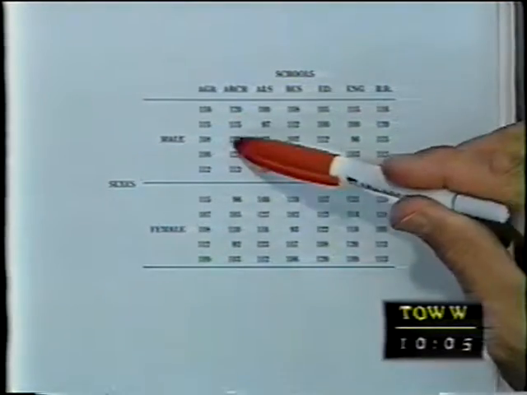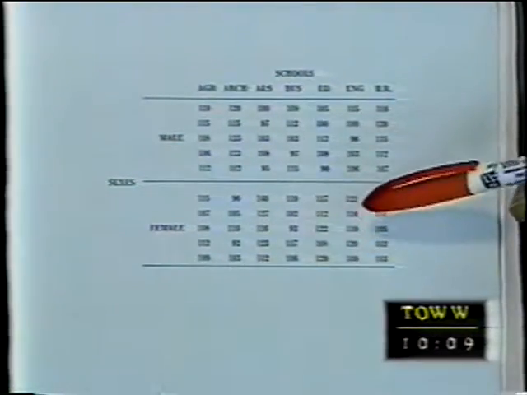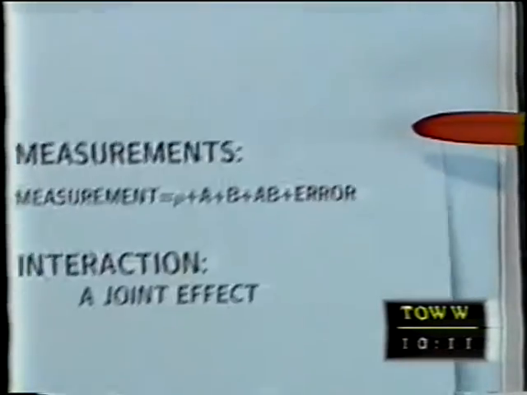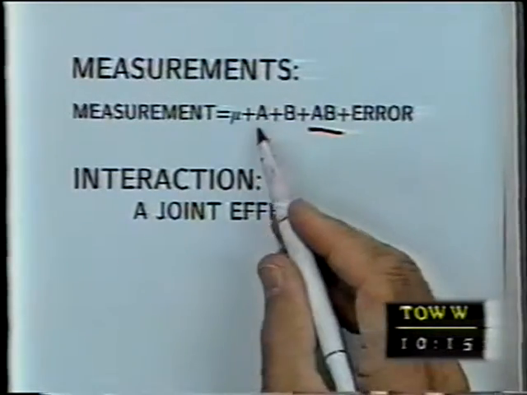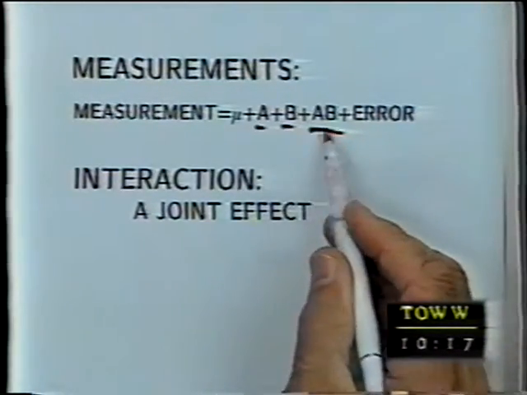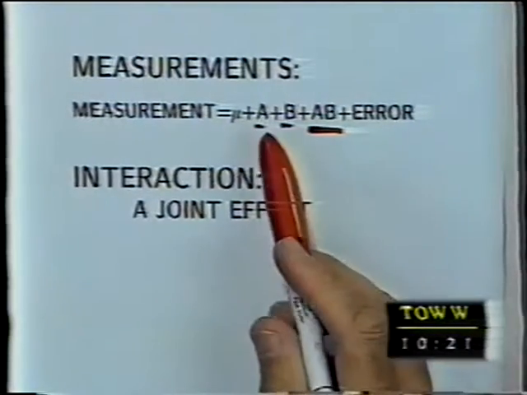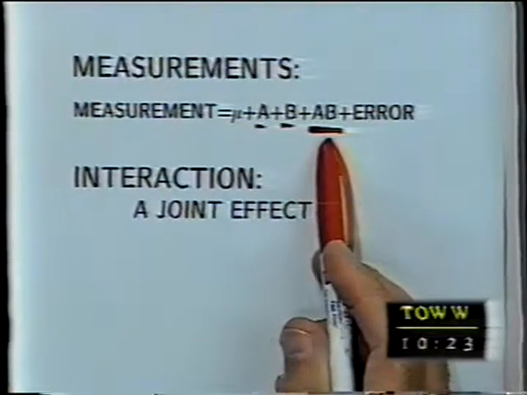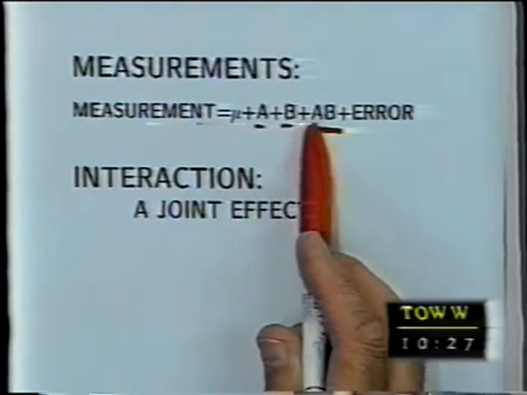But if we have an interaction like this, we have an effect due to that. And that's why we have that term in the model, the AB term. This is the interaction term. We might have an A effect, we might have a B effect, we might also have an interaction effect. So there are three ways that we can not have an overall mean. The null hypothesis is that none of these are there.